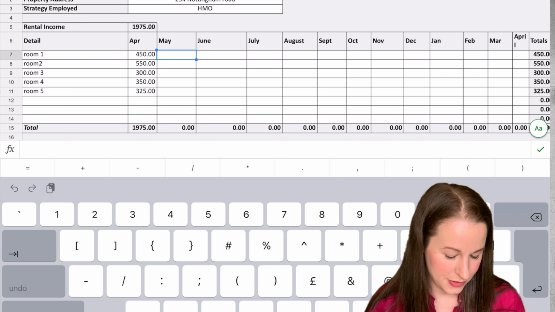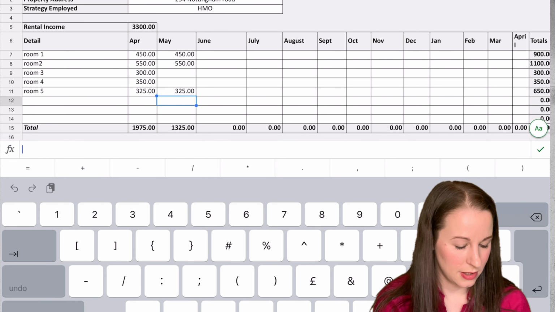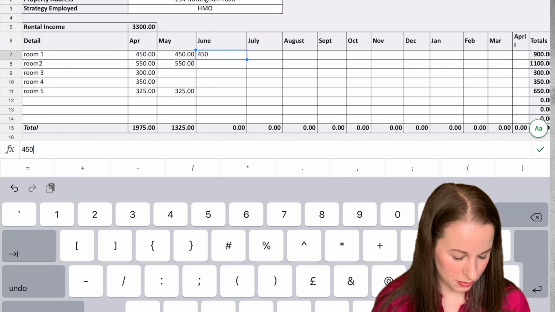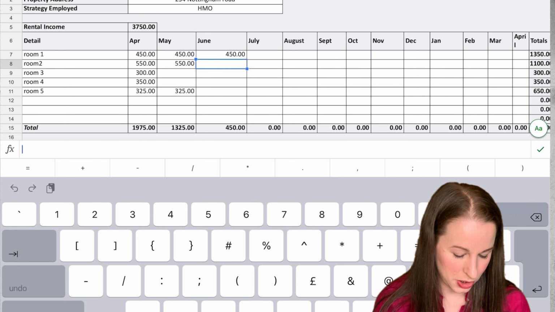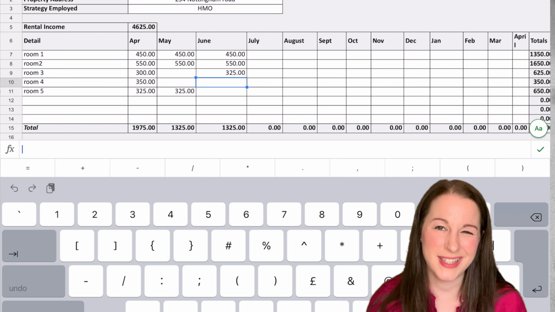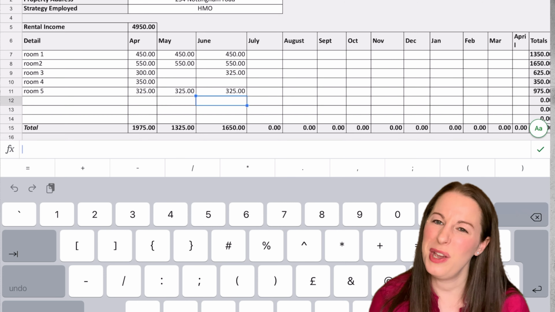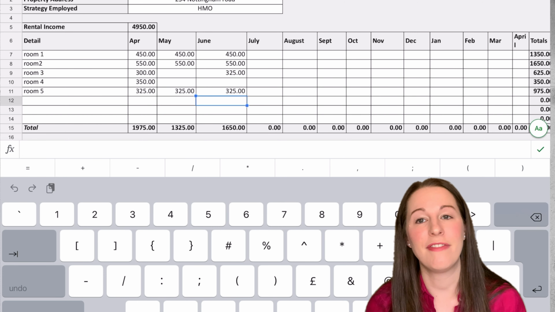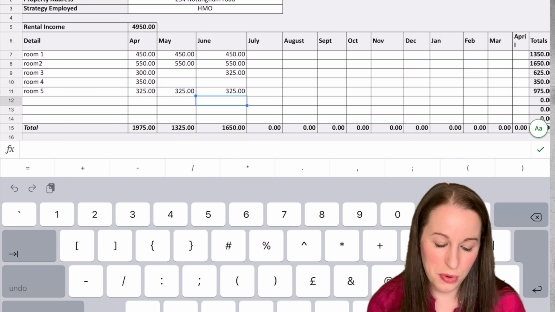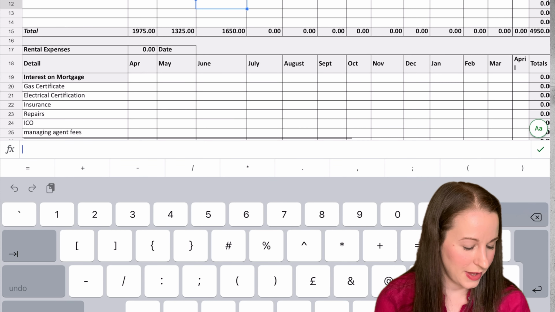But month 2, someone left, so I've got room 1 paid, room 2 paid, room 3 was empty, room 4 became empty, and I've now got room 5. So now I've got some voids. But June, I've got room 1, room 2 was still there, room 3 was now let, but we got 325, which is great. Room 4 still not let, and room 5 still let. So as you can see, I'm going across and I'm filling in the different ones that haven't received rent. You can go all the way across to do the whole period. I'm not going to on this occasion, but let's go down to some of the expenses.